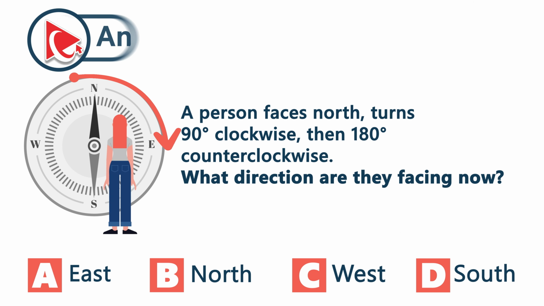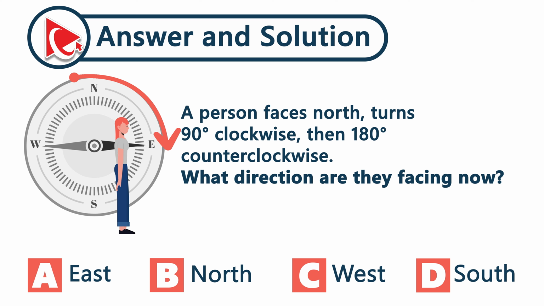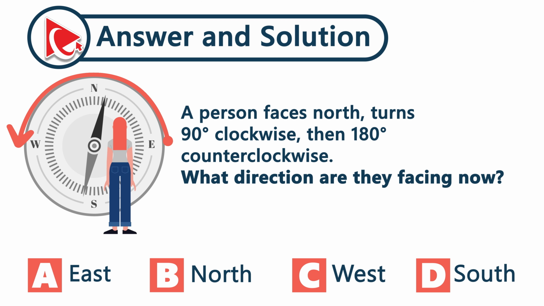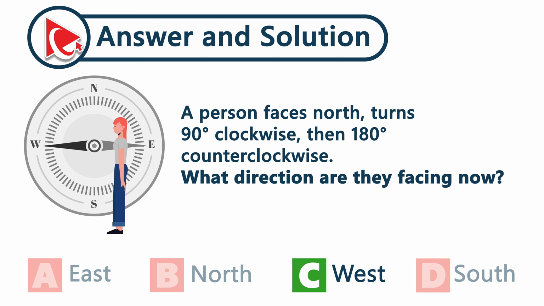A 90-degree clockwise turn takes the person to east, then a 180-degree counterclockwise turn from east: 90 degrees to north, 180 degrees to west. And the correct answer here is choice C, west.